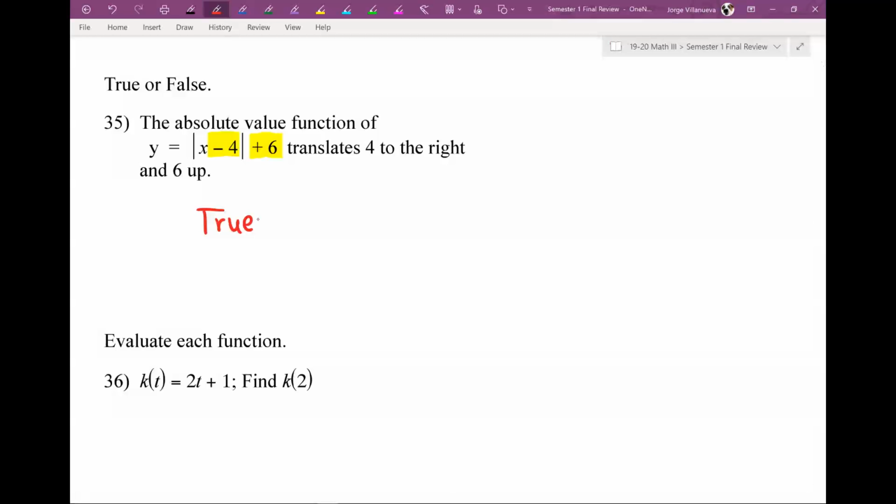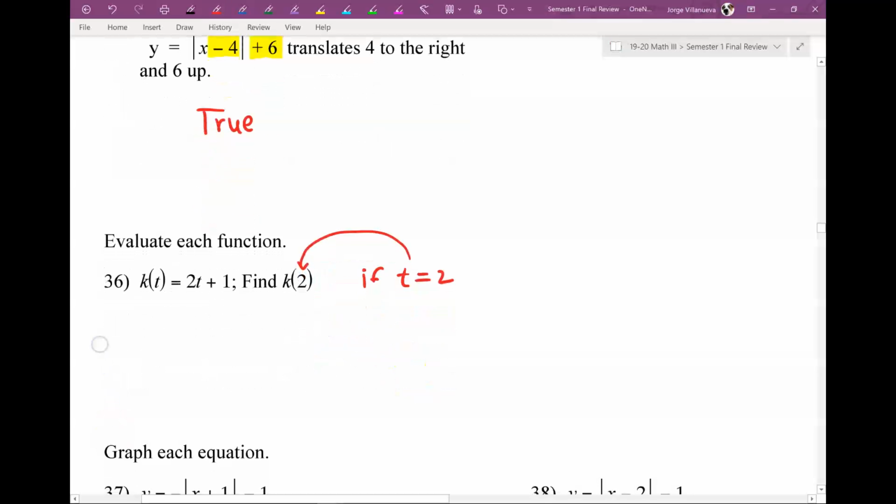36. Find the value of k of t equal to 2t plus 1 if they're trying to get you to do k of 2. In other words, if t equals 2. That's what this means, okay? If t equals 2. That's what that little piece means.